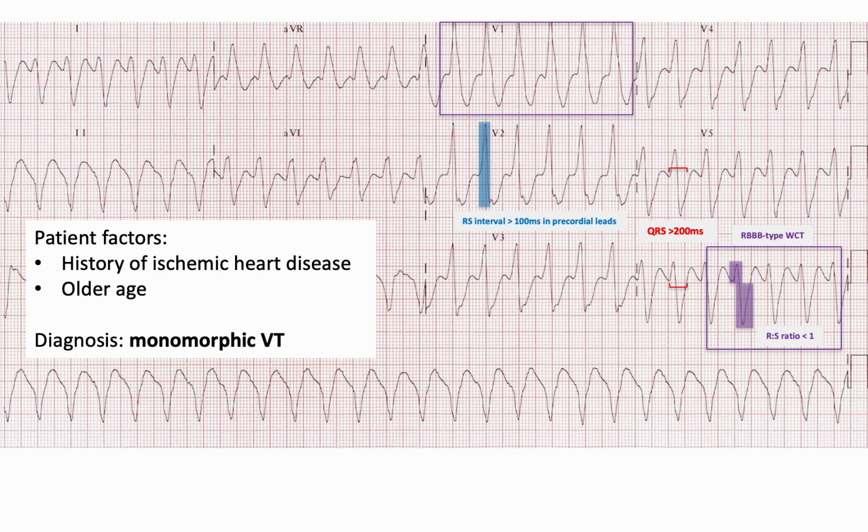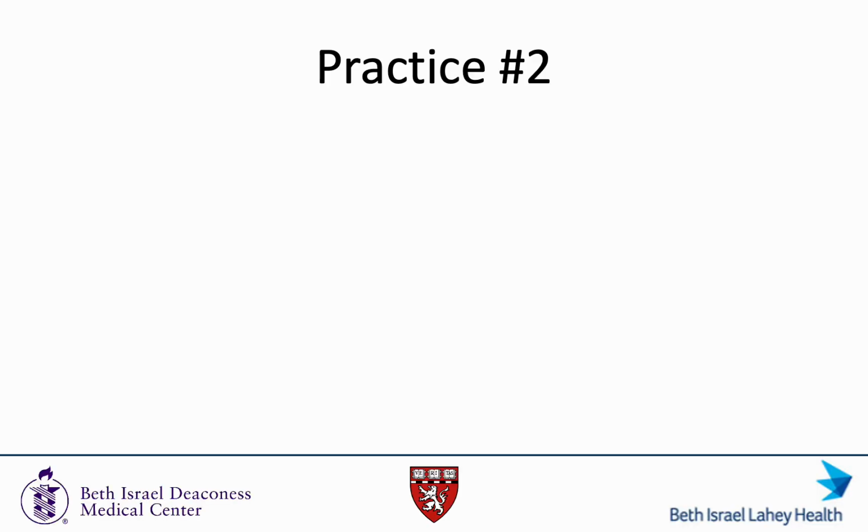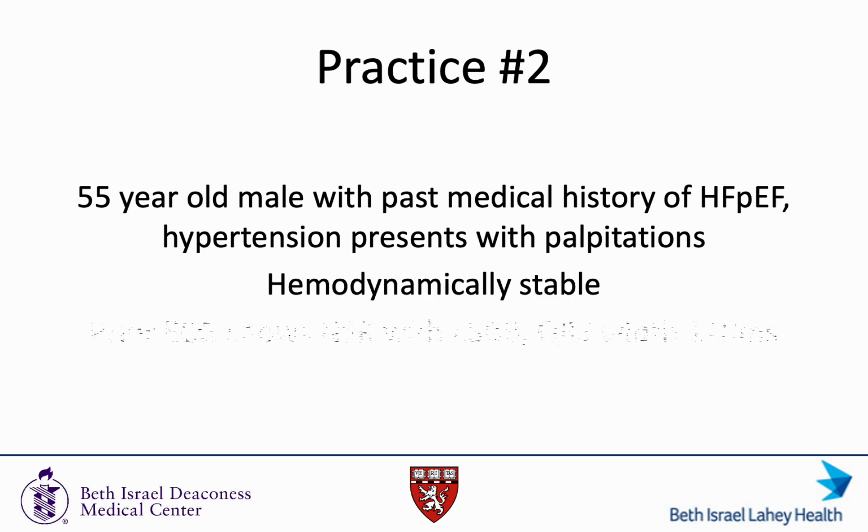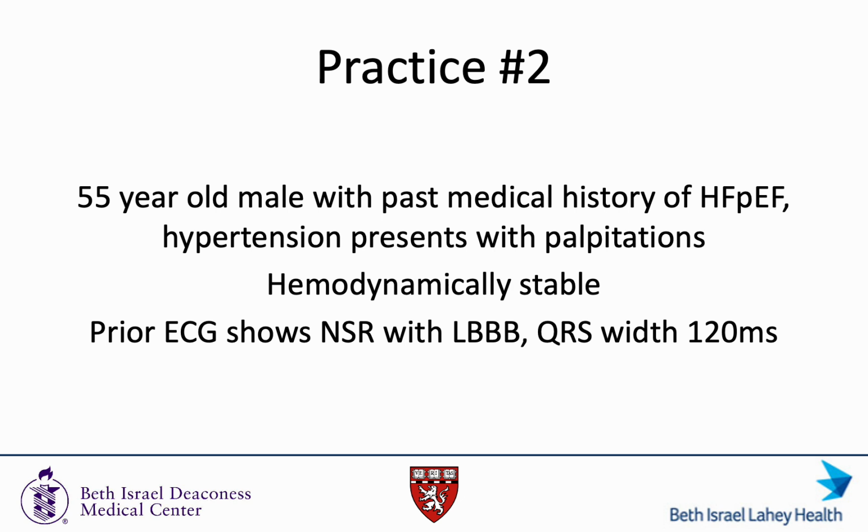Let's do another one together before we wrap up. Let's say you're seeing a 55-year-old gentleman with a past medical history of heart failure with preserved ejection fraction as well as hypertension who's presenting with palpitations. He's hemodynamically stable, and a recent prior EKG shows normal sinus rhythm with a left bundle branch block. His QRS width in that prior EKG is 120 milliseconds. Now let's look at his current EKG.